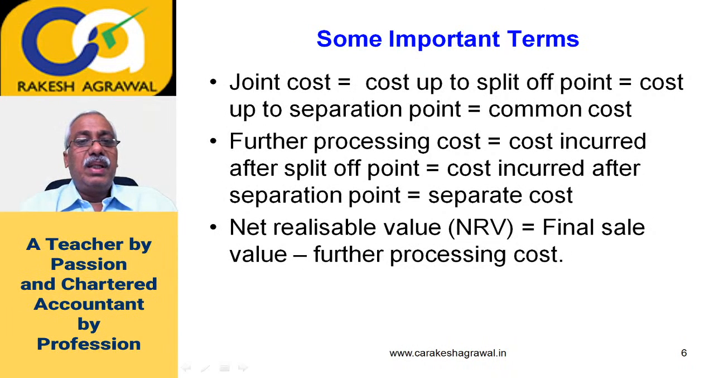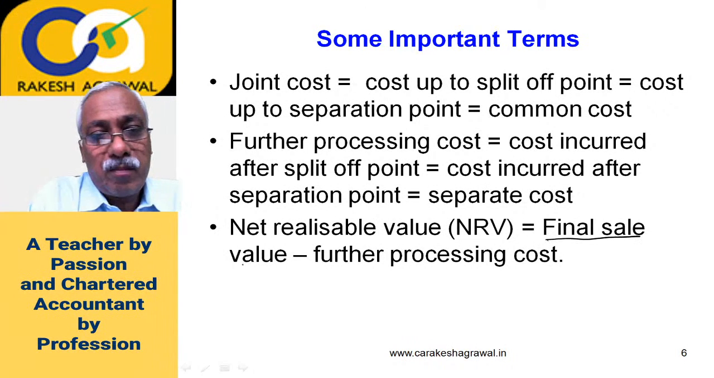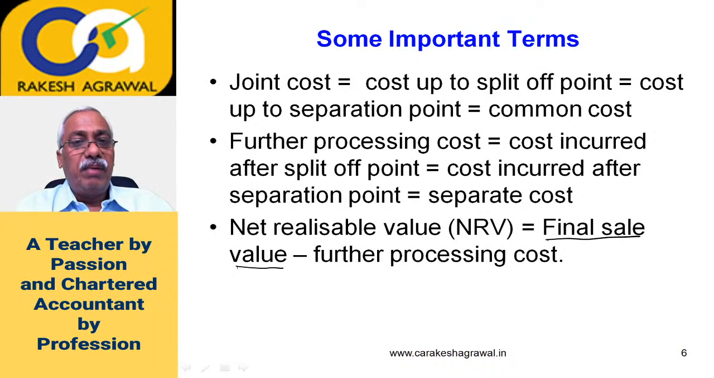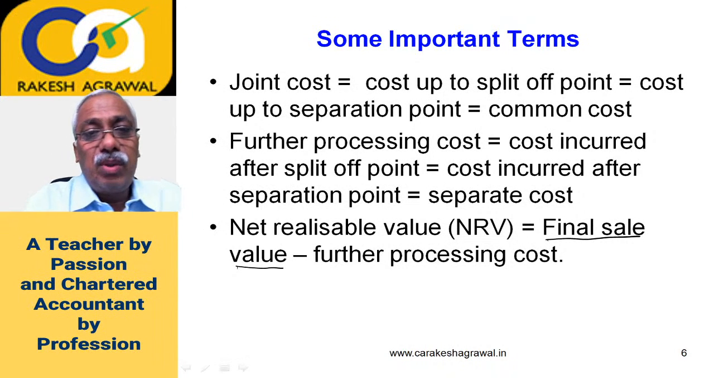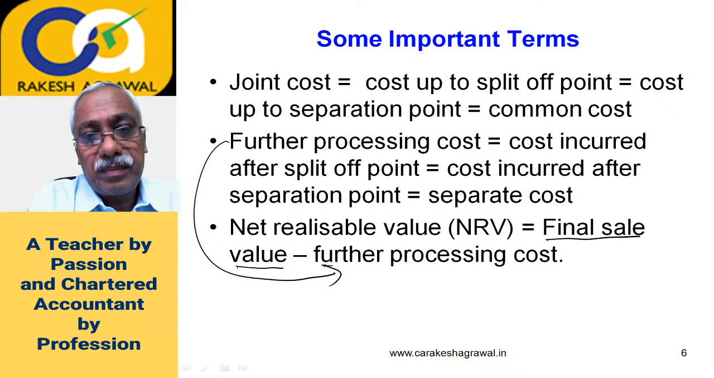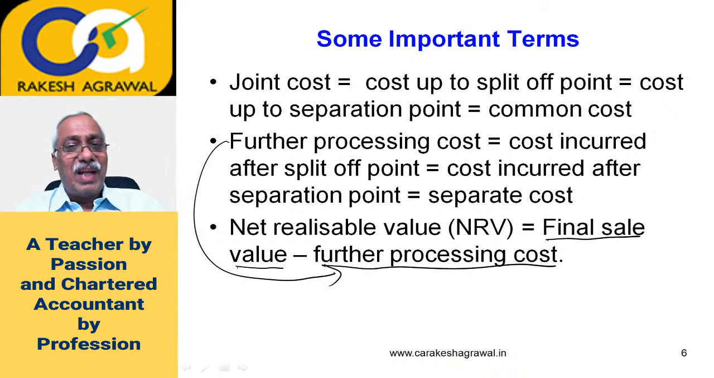One more concept we'll discuss is net realizable value. Either your joint product or byproduct, whenever it gets sold, will realize some sale value, called final sale value. From that sale value, if you deduct the further processing cost as well as your marketing expenses to make it fit for sale, whatever individual cost is incurred on that product, including selling expenses, what you get is net realizable value.